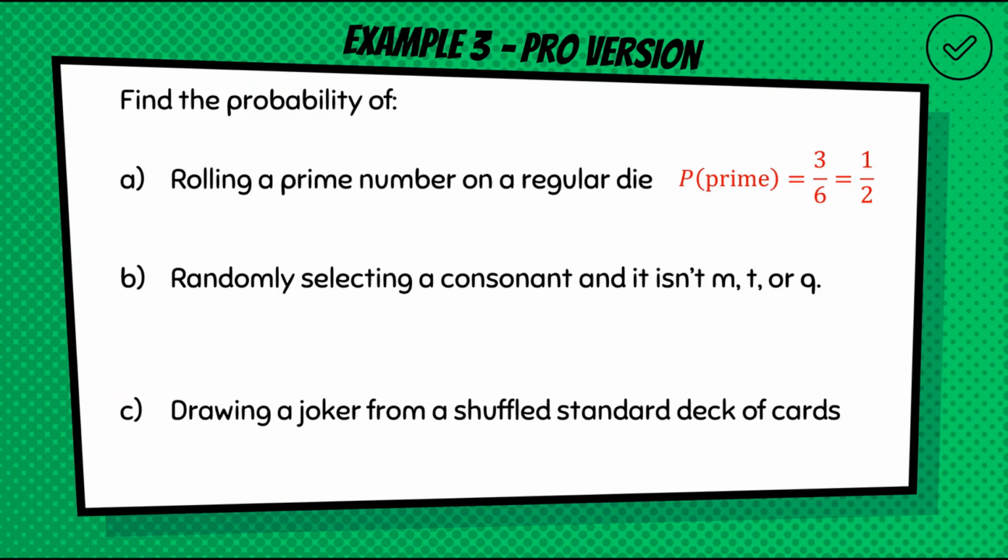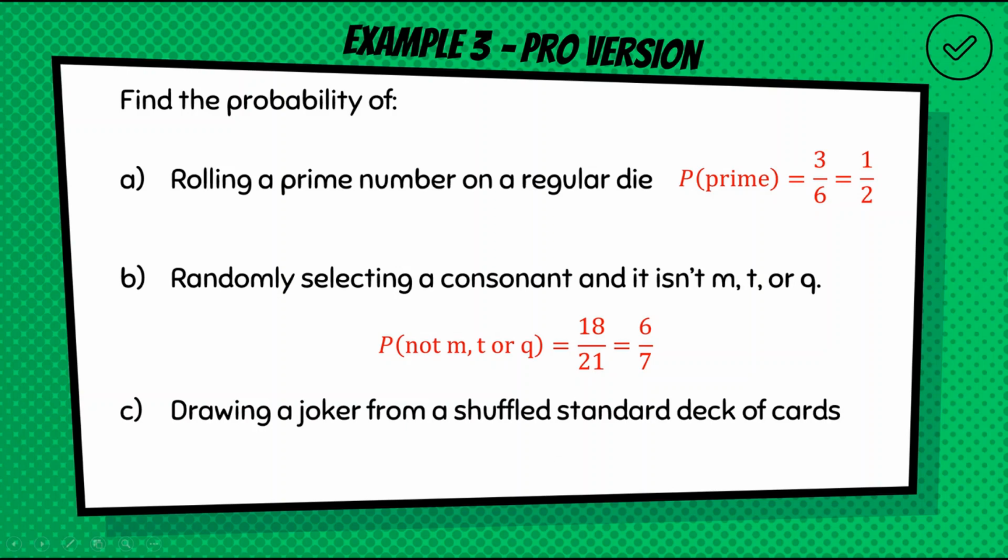All right, now for our next one, we have randomly selecting a consonant, and it isn't M, T, or Q. So in the question on the last slide, we had that there was 26 letters in the alphabet. We said that 5 of them were vowels, and a consonant means not a vowel. Okay, so M, T, or Q are all consonants. If there's 5 vowels, there's 21 consonants, and out of those 21, 18 of them are going to be consonants that aren't M, T, or Q. So our probability is 18 out of 21, which can be simplified to 6 out of 7.